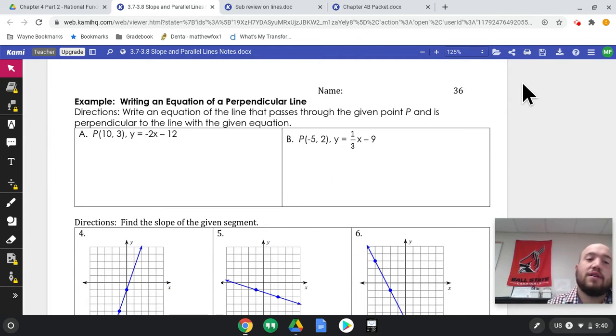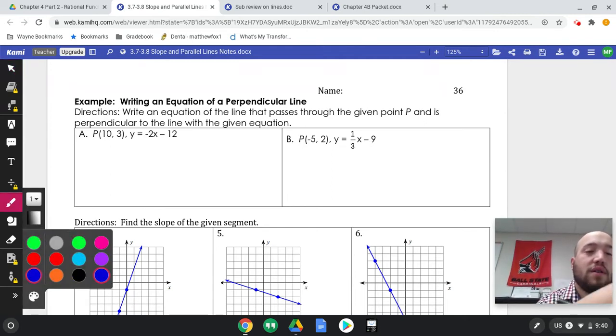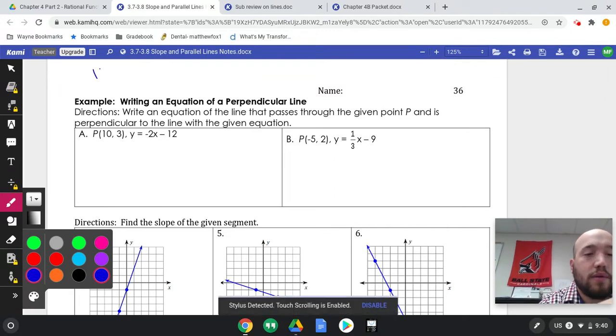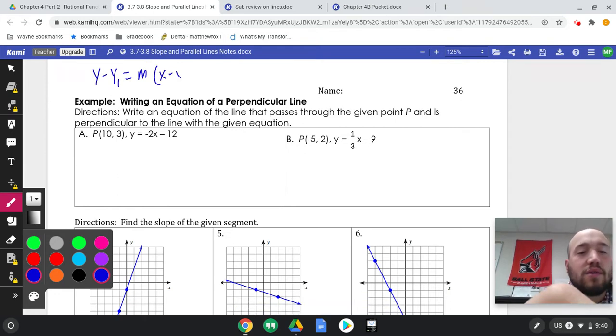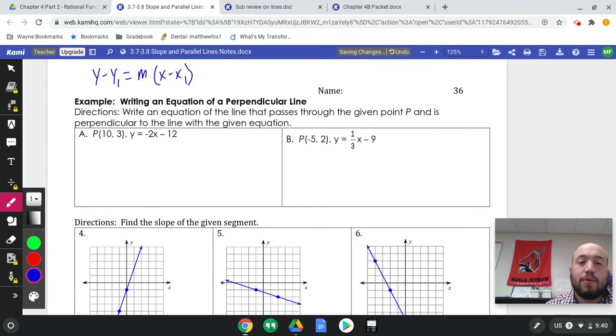Okay, so once again, we will want to use our formula for point slope: y minus y1 equals m times x minus x1. And we know it is perpendicular to this line right here. So the original slope of this line is -2. If it's perpendicular, that means it's the opposite reciprocal.